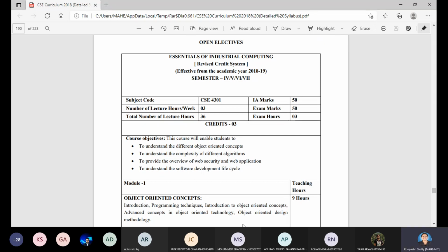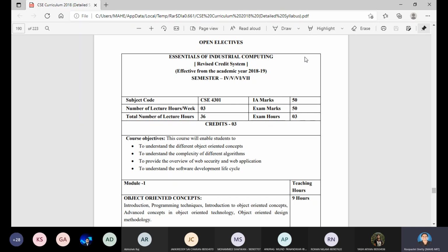Okay. So if you can see in the lesson plan here, the subject is EIC, or Essentials of Industrial Computing, and it's an open elective subject offered by the Department of Computer Science and Engineering. The subject code will be CSC 4301. You can see there are 4 course objectives, and this is a course sponsored by Infosys. Okay, as a part of their faculty development program, they have offered the course for the students.